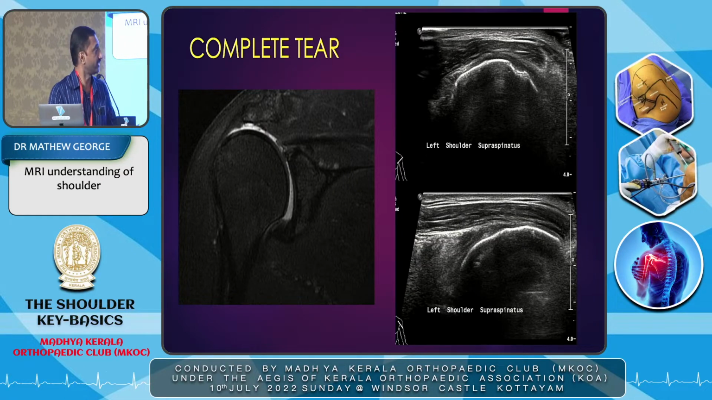Coming to a complete tear. As I said, it's a full thickness tear which extends through the width of the tendon. Here you can see there's no tendon there. It is all retracted up to the glenoid, and that is where you would actually see the tendon. The same thing, we had done the ultrasound. We saw that the deltoid muscle is actually flush over the humeral head. So that was a full complete tear.